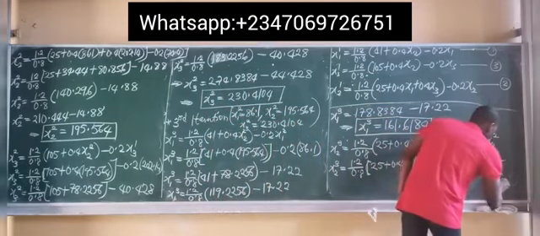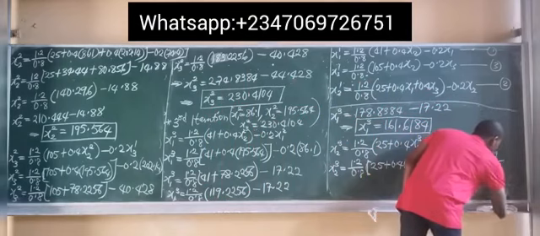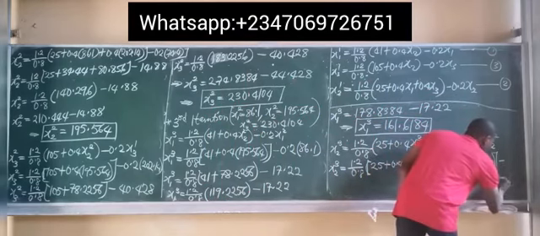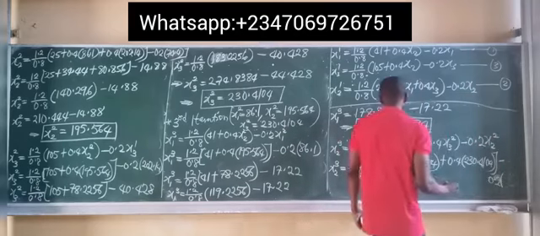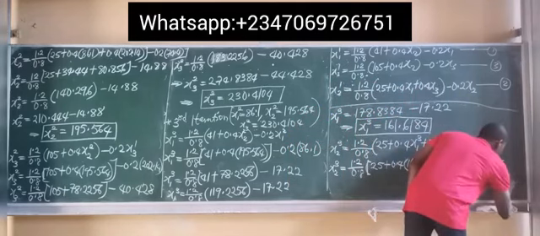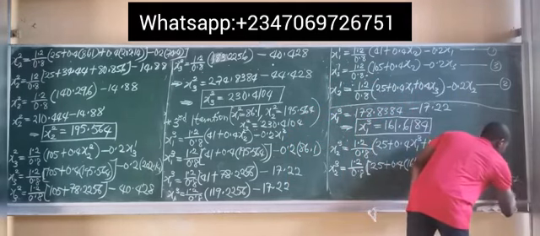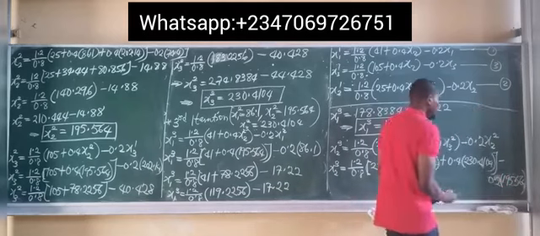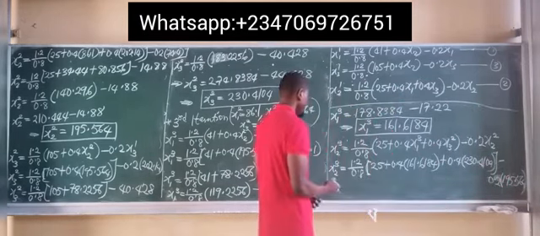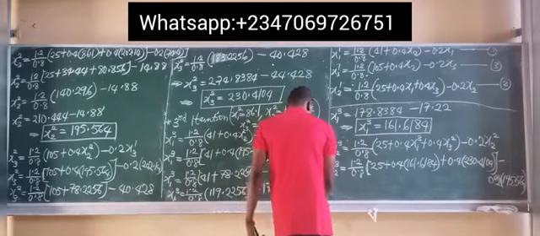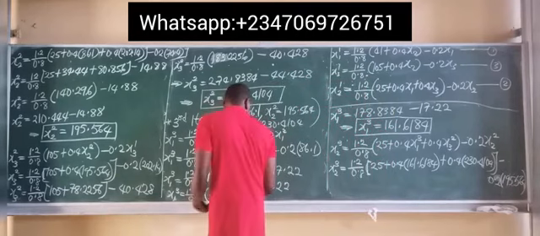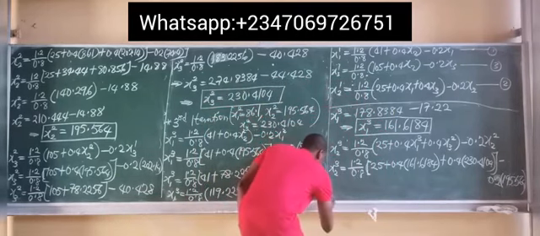So we have minus 0.2, I'll take it down here a bit, please. 0.2 multiplied by 195.564. I hope you can see this clearly. I have to take it down because there is no space over there. All right, so let's evaluate these values and see.